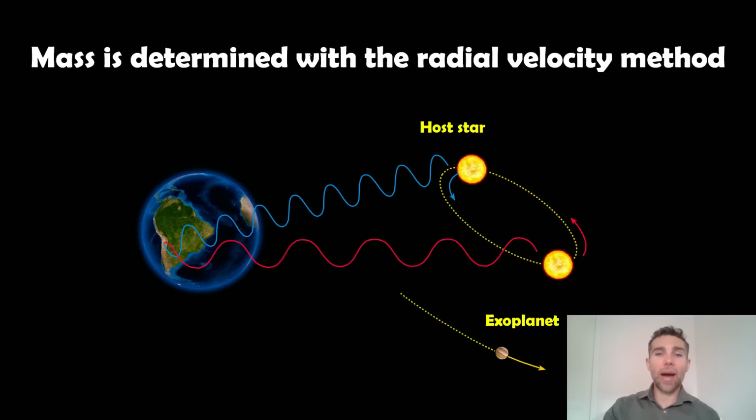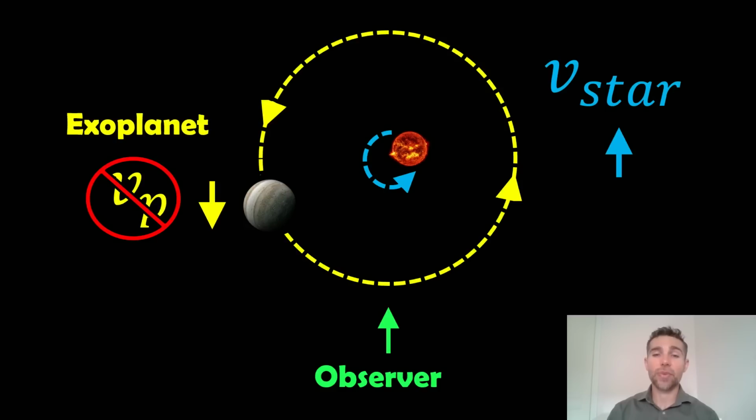Now, I've put here that mass is determined by this method, which is the larger the mass of the exoplanet, the larger the actual Doppler effect on the actual star itself, because the planet itself has a more significant effect on it, essentially. Small exoplanet, lower velocity. So basically you can get the mass from this particular method as well.